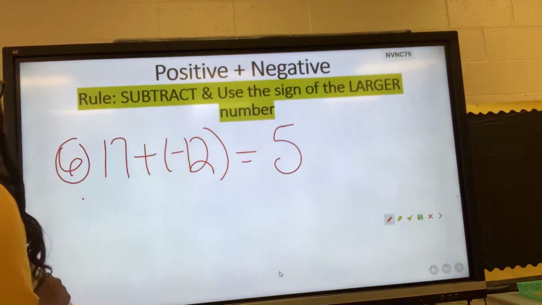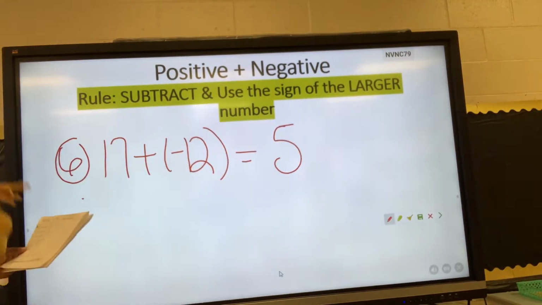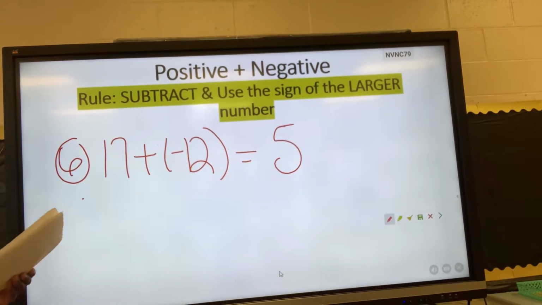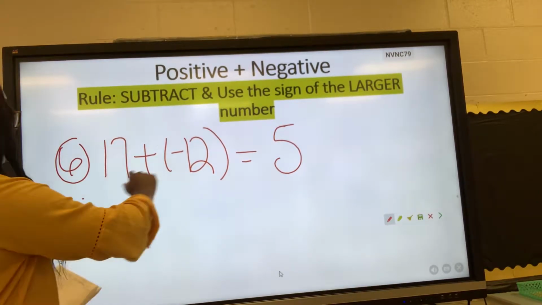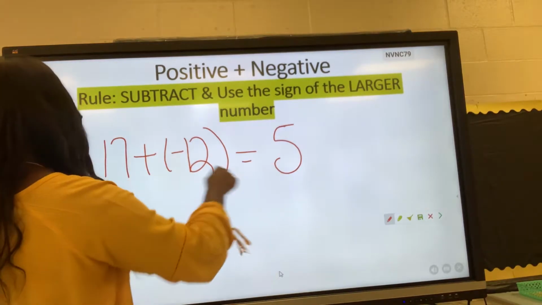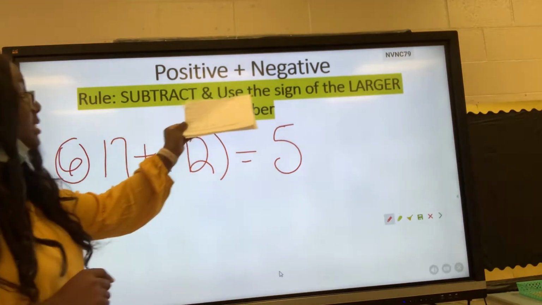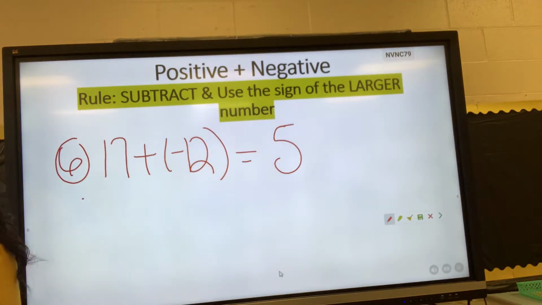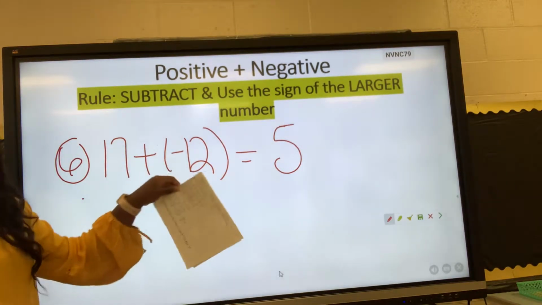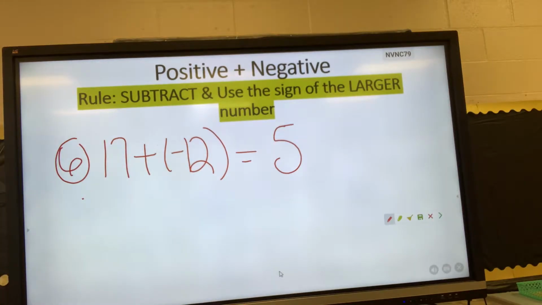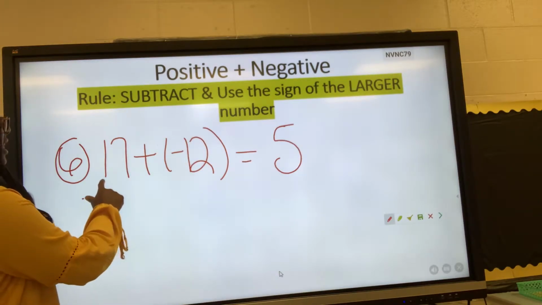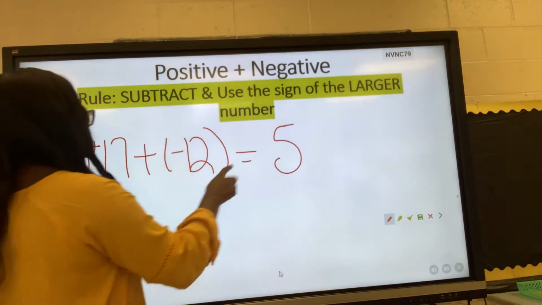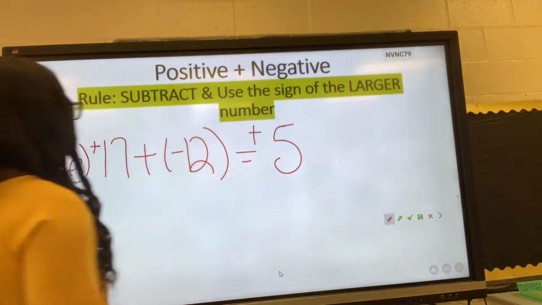Okay, so we're going to continue this. First thing you do is subtract. So we know that 17 minus 12 is 5. Now we have to use the sign of the larger number. What is the larger number in this problem? Is it 17 or is it 12? The correct answer is 17. So because 17 is positive, we know that this answer is going to be positive as well.